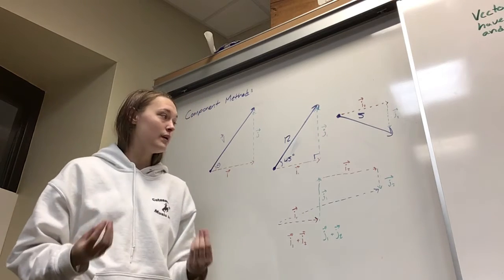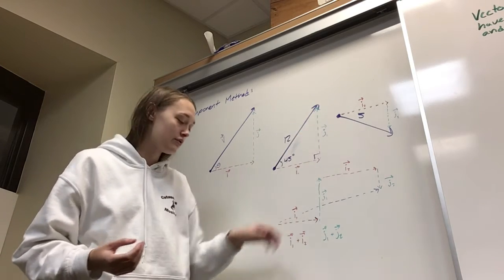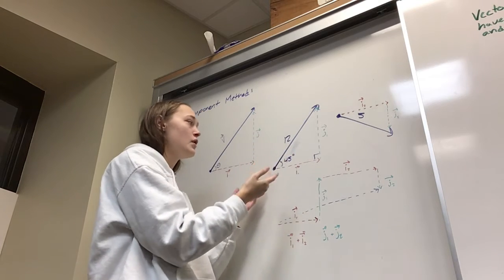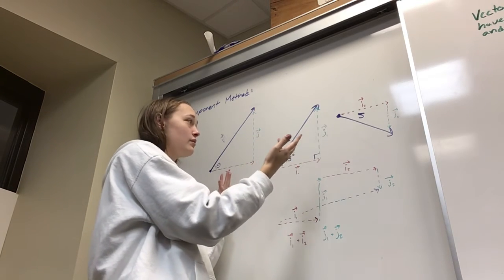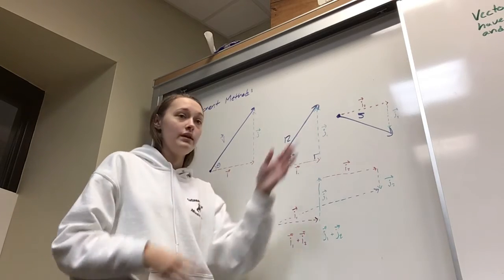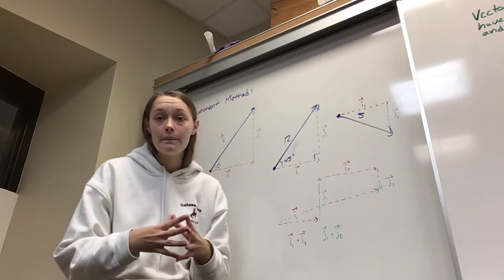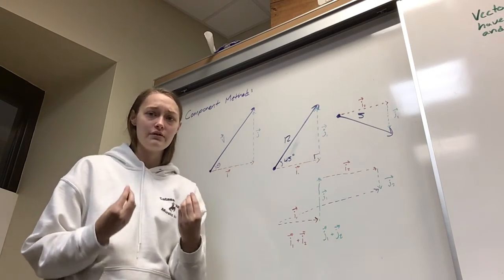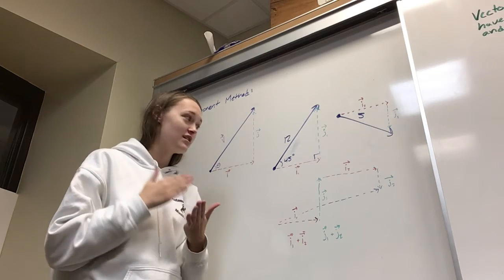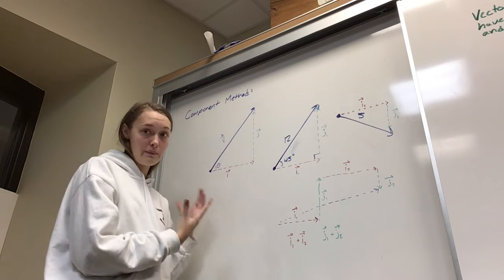This method is a little bit more complicated because you have to do multiple triangles. Say we use this first triangle with the 12 and the 45, we have to do sine of 45 equals j over 12, and then we find j, and then we find i, and then we do the same with 5 and find j and find i, and then add them together. But it is much more accurate, and you can find out the actual direction without using degrees. You can find the direction and the magnitude of your new vector much, much easier with the component method.